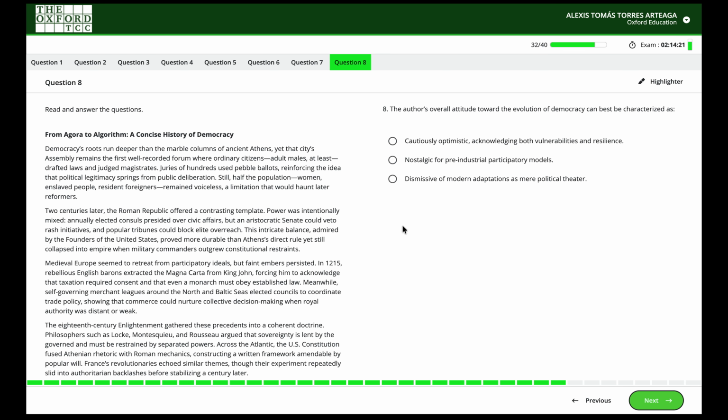The author's overall attitude toward the evolution of democracy: cautiously optimistic, acknowledging both vulnerability and resilience.